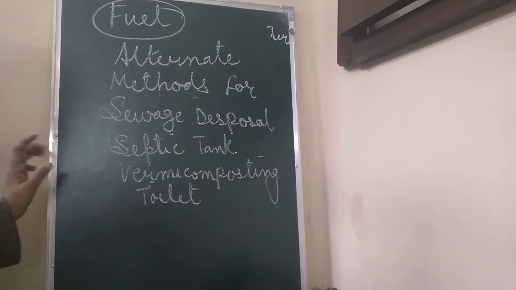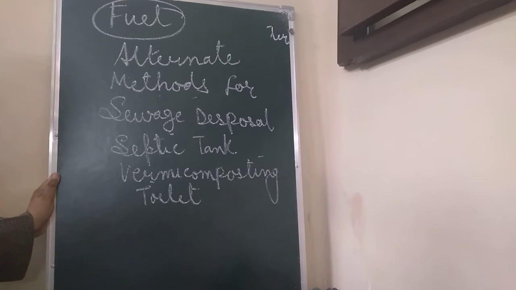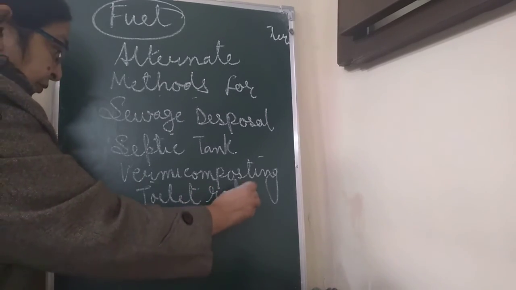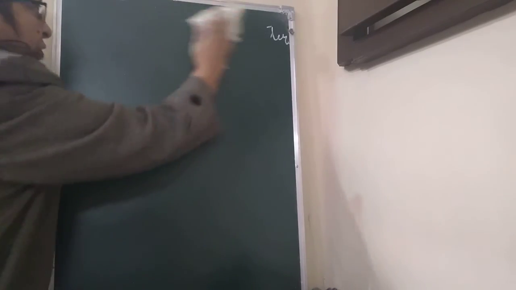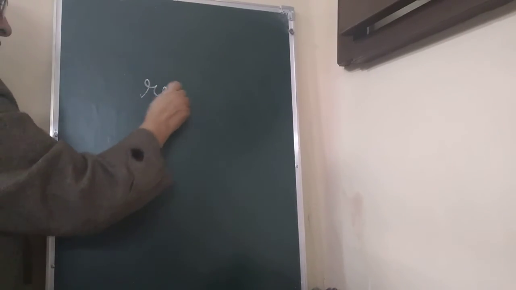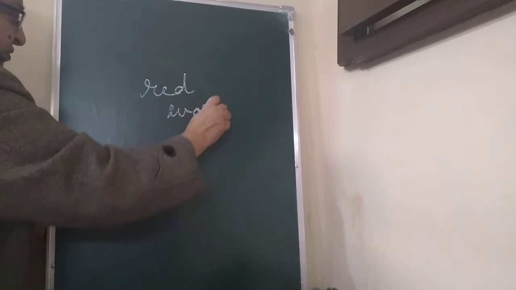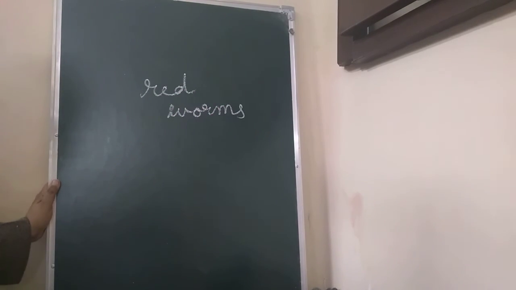Then the vermicomposting toilet. A new method recently tested in India is to use red worms. Which worms, children? Red worms, to treat human excreta and convert it into vermicompost. Okay, this method is simple, hygienic, and uses less water.